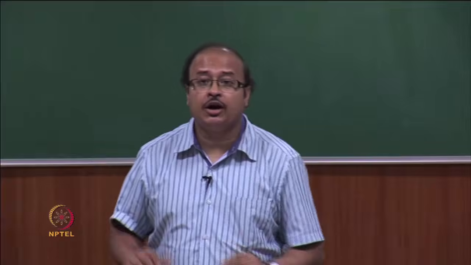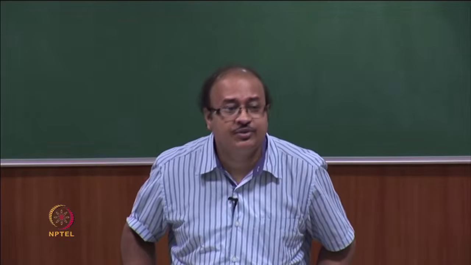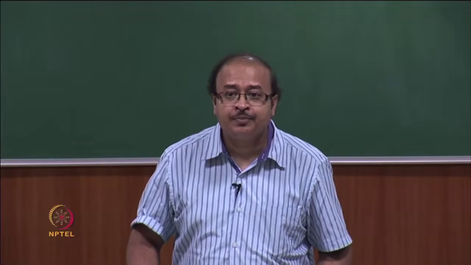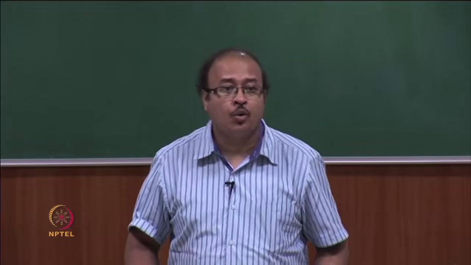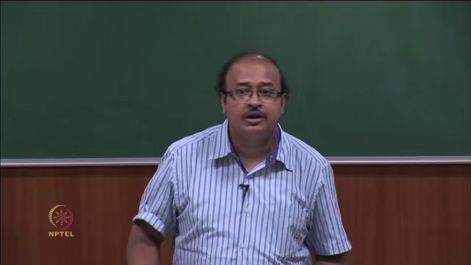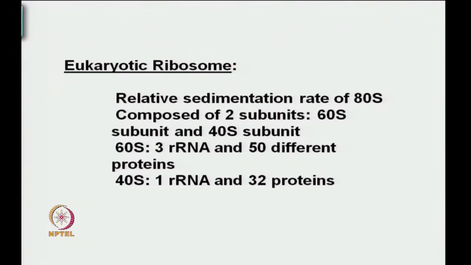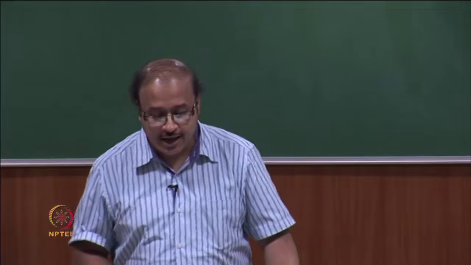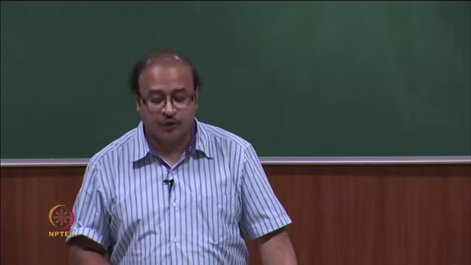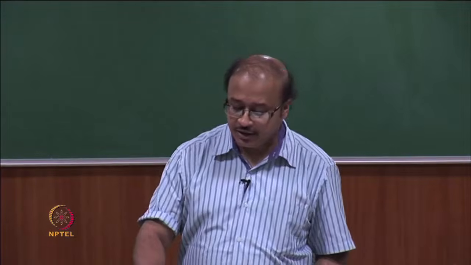Now, what happens in the eukaryotic ribosome? You can see its relative sedimentation rate is 80S. It is composed of two subunits. One is the 60S, which is the larger one, and the other is the 40S, the smaller one. Similarly to the previous one, the 60S has 3 rRNA molecules and about 50 different proteins. The 40S has 1 RNA and 32 proteins.